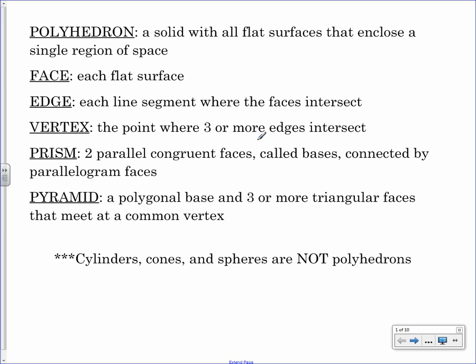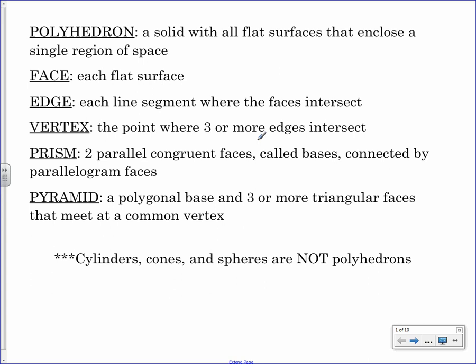So a prism has two parallel, you guys get parallel, right? Okay, good. So look at your picture. A prism is two parallel congruent faces called bases connected by parallelogram faces. Parallelograms look like a rectangle, but they're called a parallelogram because they have two pairs of parallel opposite sides.